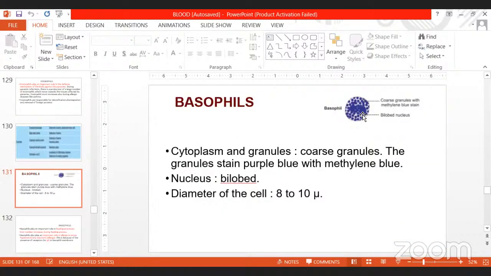Coming to the basophil, the cytoplasm of the basophils contains coarse granules, and the granules stain purple blue with the methylene blue in the Leishman stain, and the nucleus is bilobed and the diameter is around 8 to 10 micron. Here in the picture, the nucleus is not clearly visible because the granules completely mask the nucleus. So under the microscope, it can be seen as a bunch of grapes.